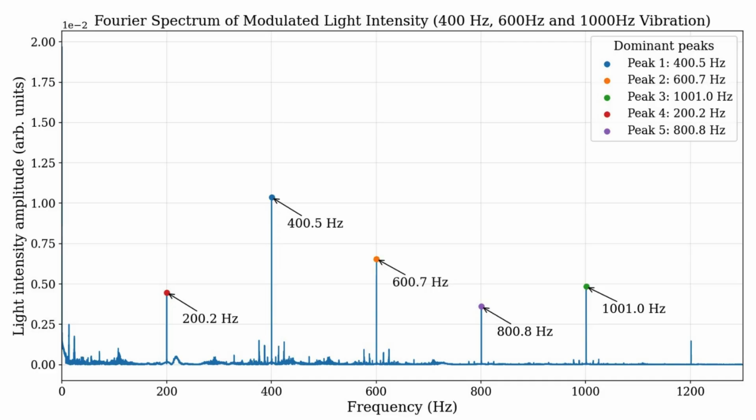What you are seeing on the screen is the plot of the FFT analysis of the data collected with vibrations of 400, 600, and 1000 Hz. As you can see, there are counterparts of the given frequencies in the FFT plot at 400.5, 600.7, and 1001 Hz. 400.5 Hz and 600.7 Hz are clearly consequences of the vibration introduced to the system.